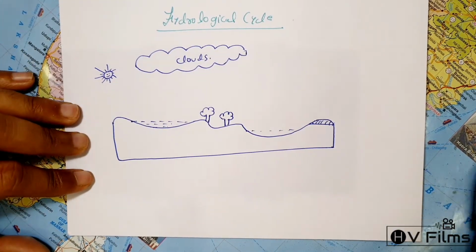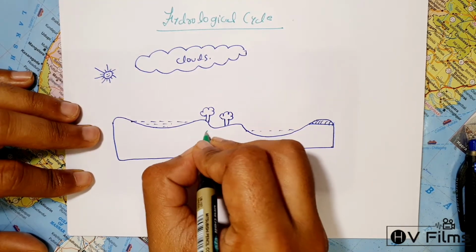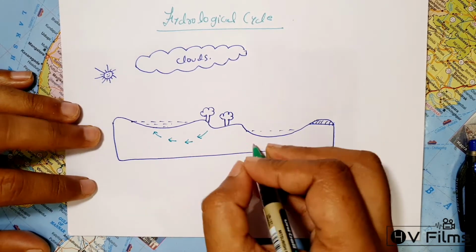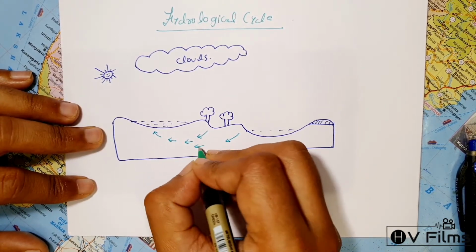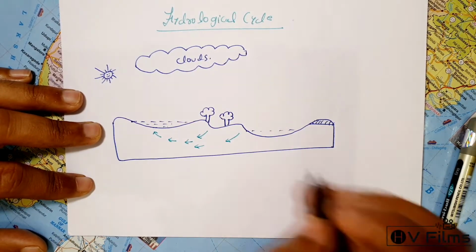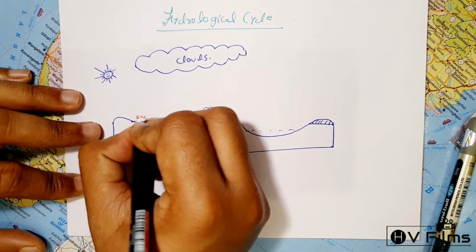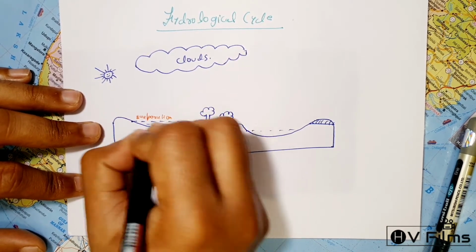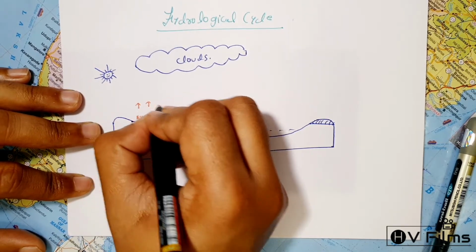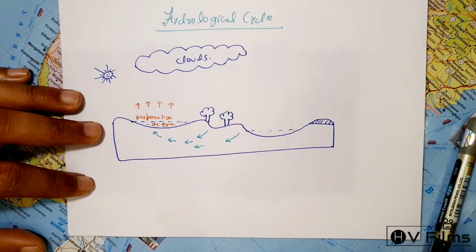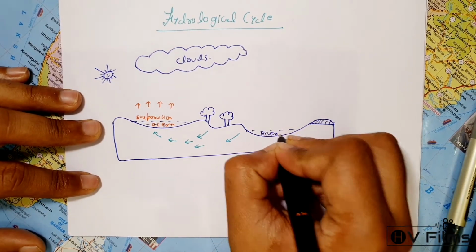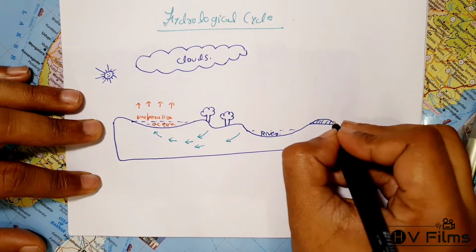Now this is where the water is transferred, the groundwater, to the sea. So this is where we write evaporation from ocean. Right, and this is where the river comes into the picture, and this is the snow.